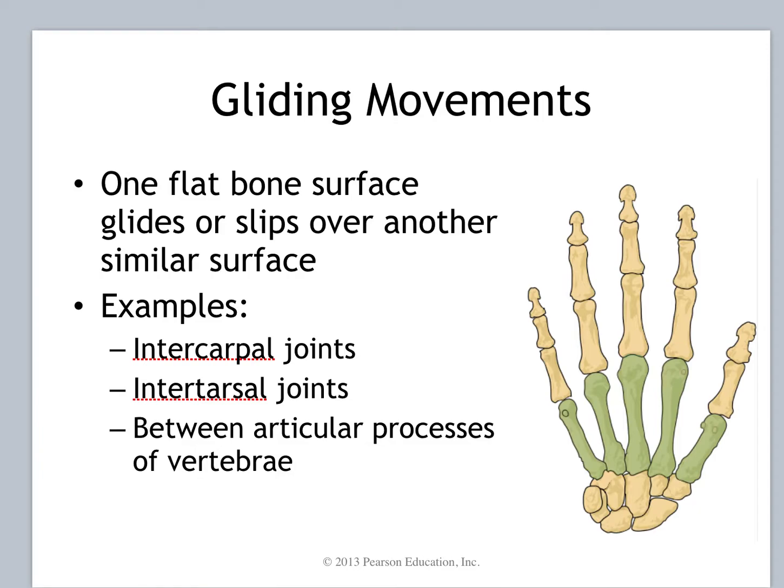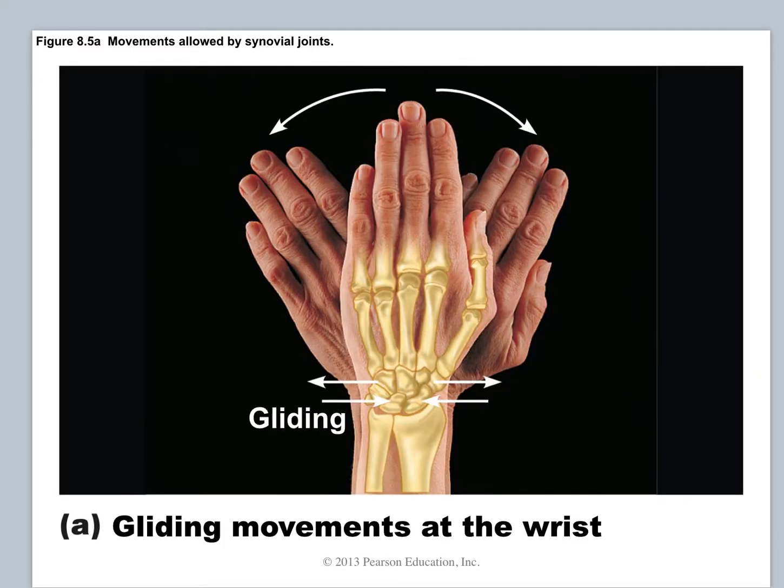An example of gliding movements is what happens between the bones of the wrist and the bones of the ankle. These bones have flat surfaces, and they simply glide or slide over each other. There's no axis, no rotation around an axis. It's just sliding movements only. Here's an example of gliding movements.